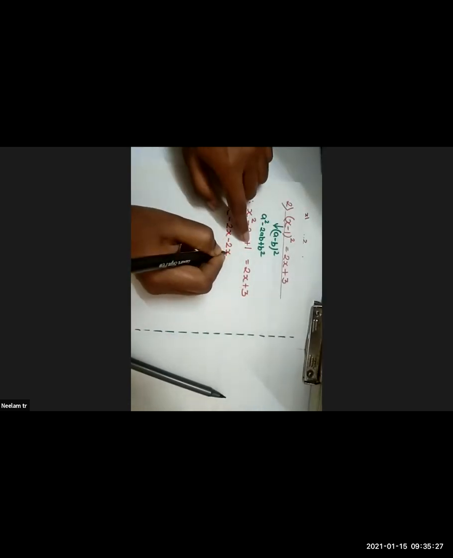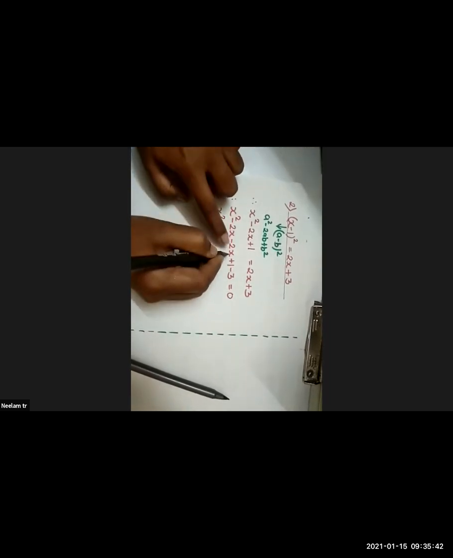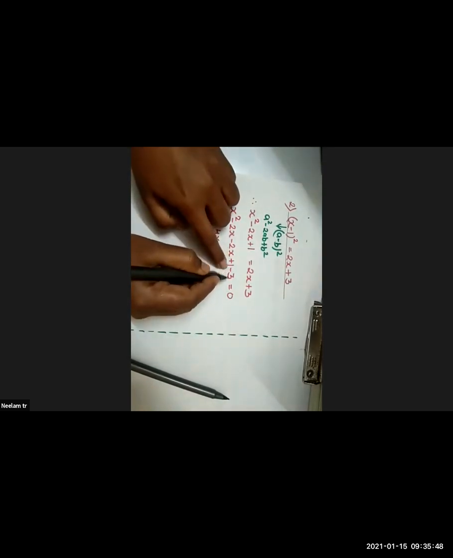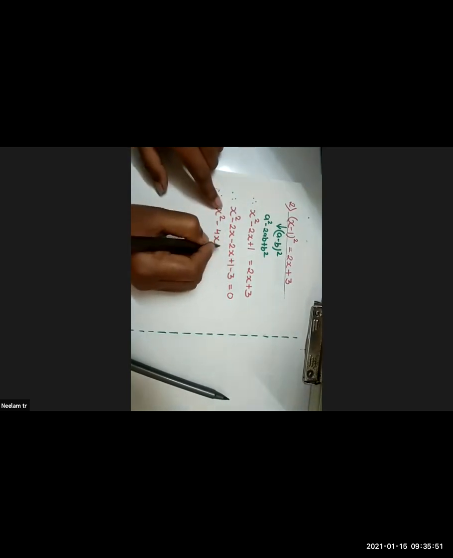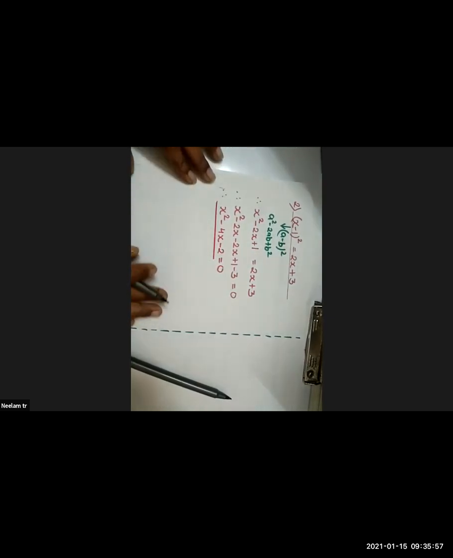My standard form is ax square plus bx plus c is equal to 0. Okay? So x square minus 2x, this I'll take to the left hand side. It will become minus 2x, this is plus 1. When the plus comes to the left hand side, it will become minus, right side becomes 0. Now, x square will be as it is. Minus 2x will give you minus 4x. Plus 1 minus 3, you will get minus 2. Yes, this is my standard form of quadratic equation.